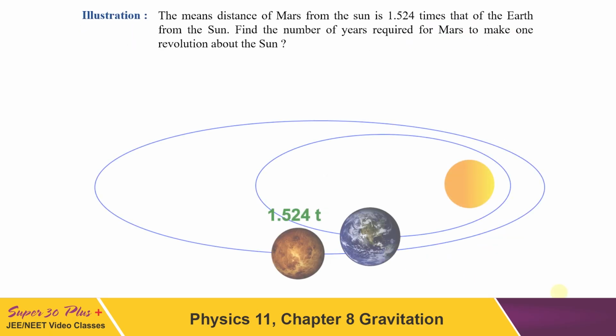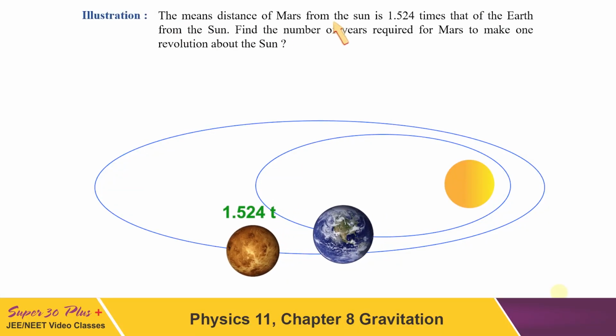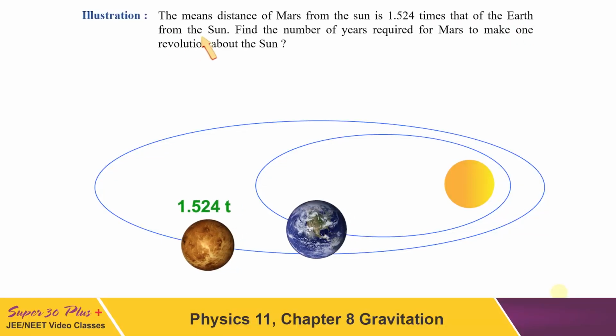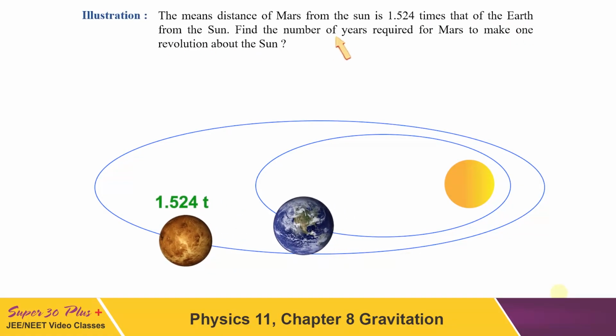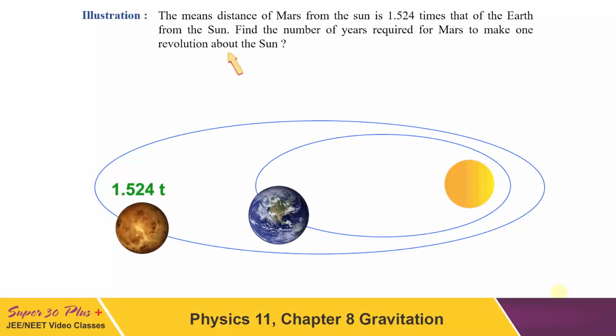The next illustration is: the mean distance of Mars from the Sun is 1.524 times that of the Earth from the Sun. Find the number of years required for Mars to make one revolution about the Sun.